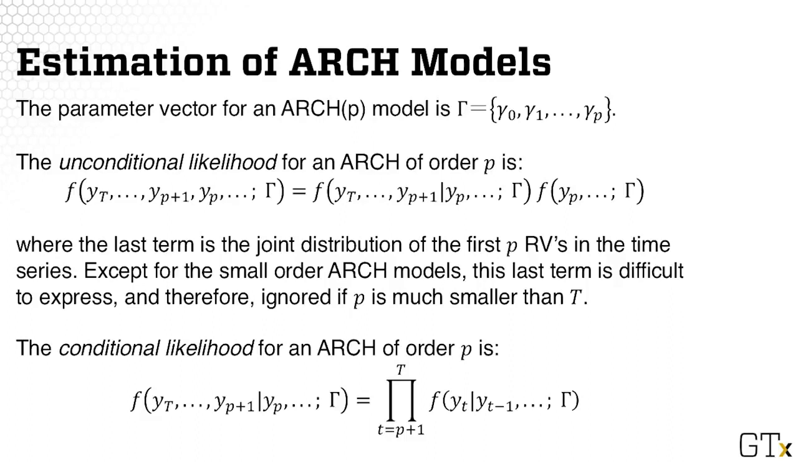The second term in the decomposition is a joint distribution of the first p random variables in the time series. Except for the small order ARCH models, this last term is difficult to express and therefore ignored if p is much smaller than T. Thus, in fitting an ARCH(p) model, we instead maximize the conditional likelihood defined on the slide. The maximization is with respect to the coefficients in the ARCH model. Since the estimation requires a numeric algorithm, it is only done using statistical software such as R.